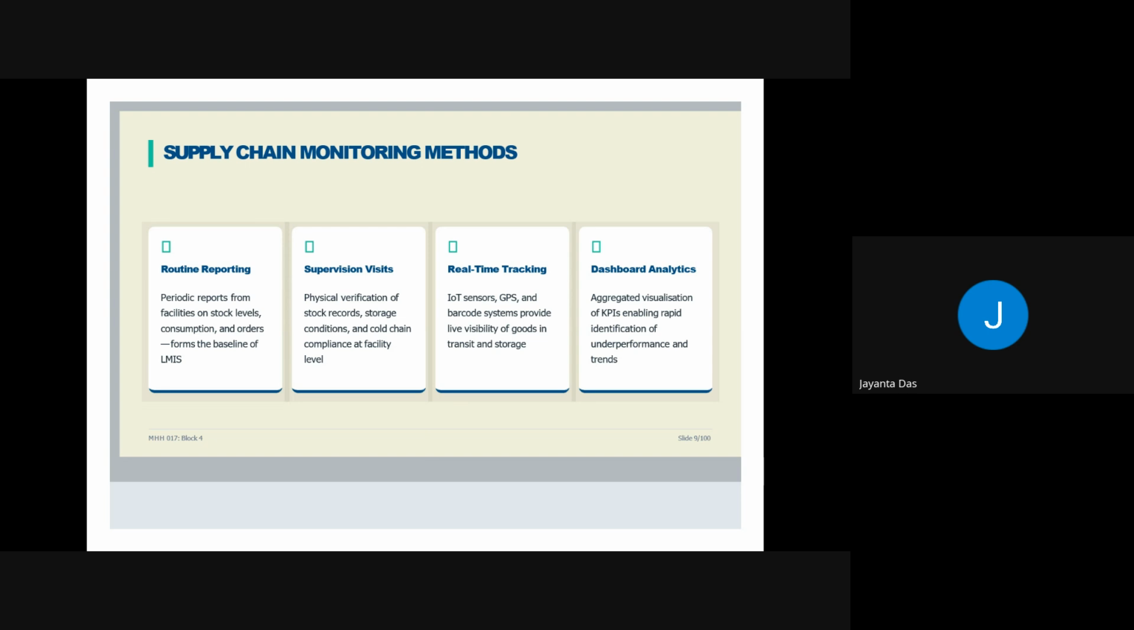Fourth one is the dashboard analytics, that is aggregate visualization of key performance indicators, enabling rapid identification of underperformance and the trends. So if we are having this data available with us along with the real-time tracking, somebody can analyze it and pinpoint where exactly the underperformance is going on, how the trend is going on, and what best can be done so that the system can be further improved upon.